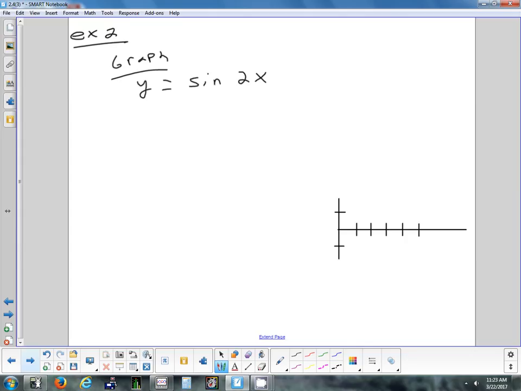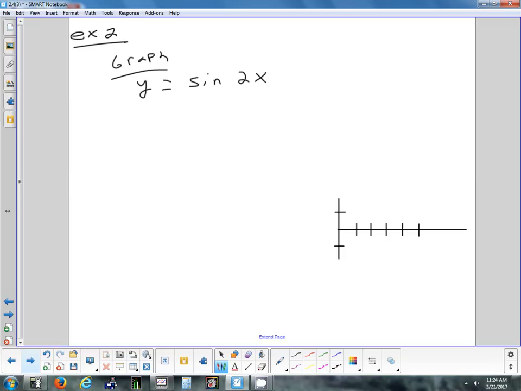All right, so first thing, if that was a problem on the test, you got to look at it and figure out which one of the 4 transformations it is. Phase shift, period change, vertical shift, or amplitude change. Which one is this one? Based on what we're doing today. It's a period change, yeah.